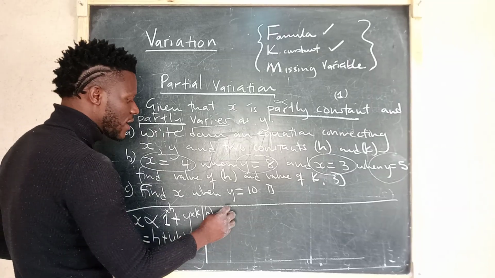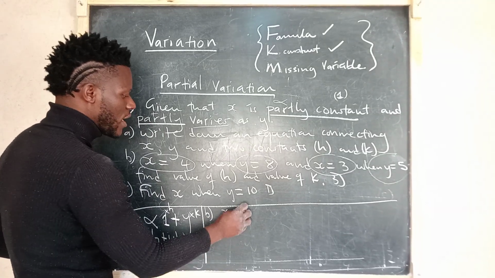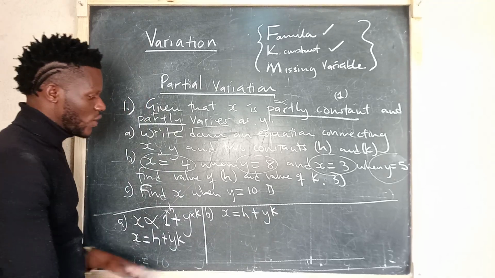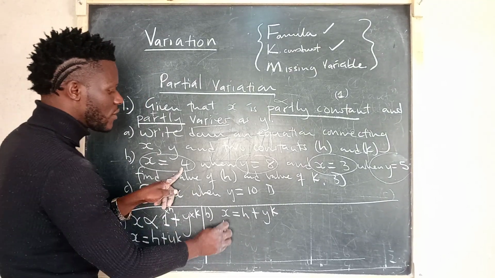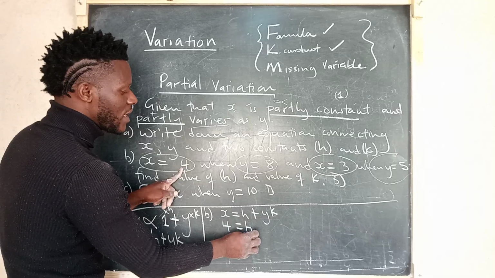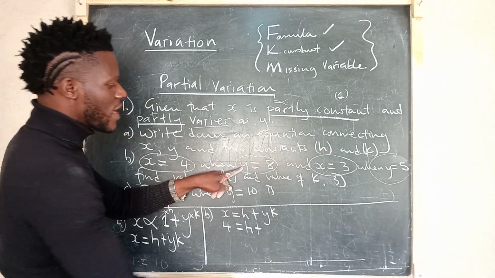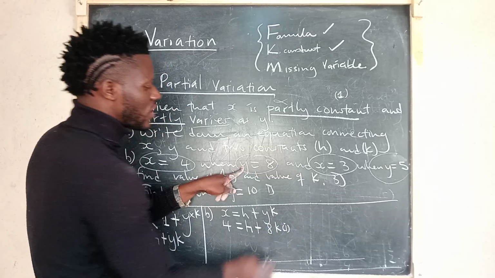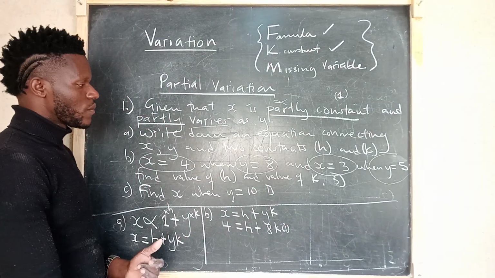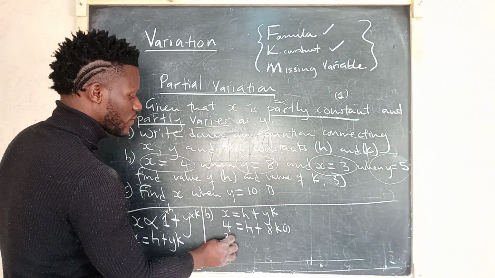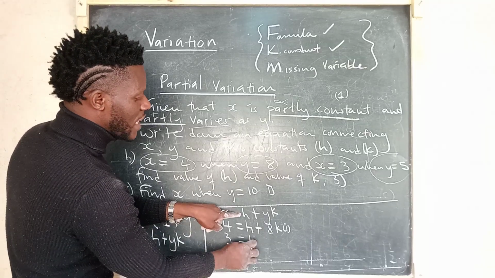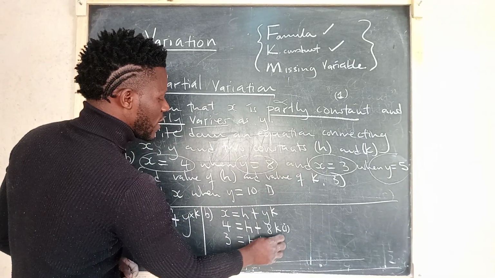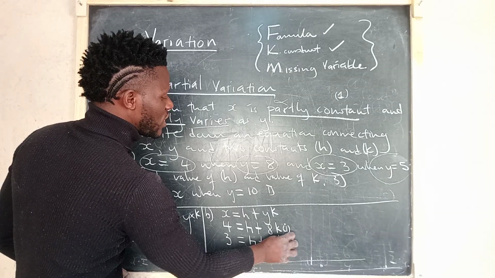The formula is saying x is equals to h plus yk. So in place of x, we are writing down 4, h will remain unknown. In place of y, we have 8, and k remains unknown. That's equation 1. Equation 2, x is 3, h remains unknown, plus y is 5. So we get 5k, equation number 2.